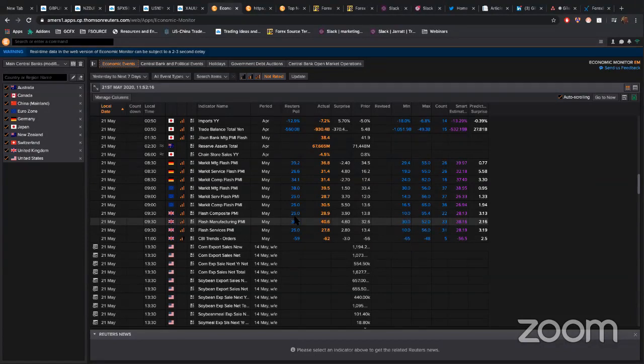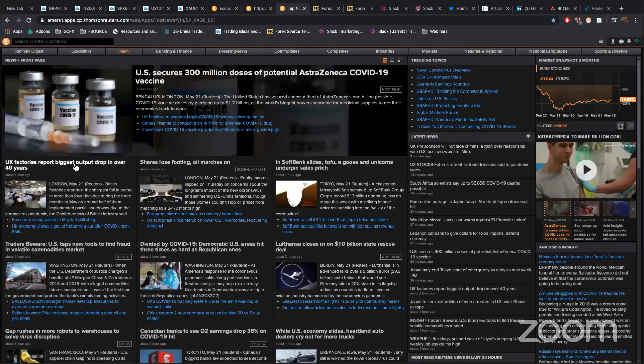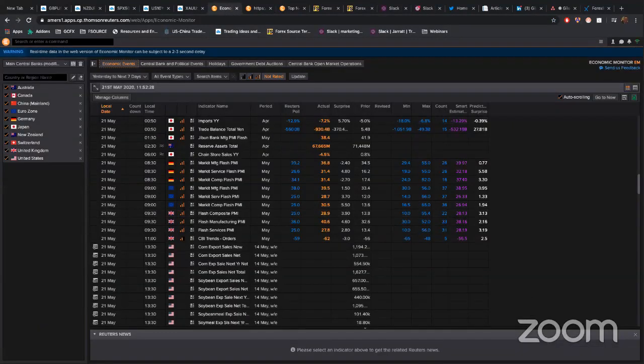Yes, it's an improvement, but the message from the overall press release is that these figures are still far worse than anything seen before the virus struck. I think it's something like a 40-year low. Let's have a little look. UK factories report biggest output drop in over 40 years. So although at first sight it's positive and the pound did rally, in the bigger picture, the UK's situation is still dire.